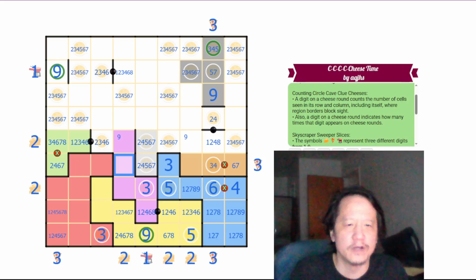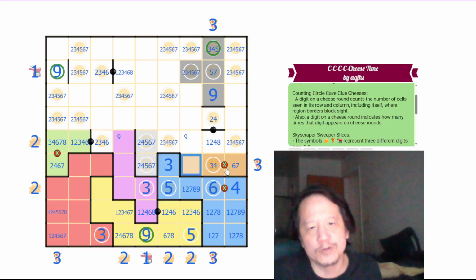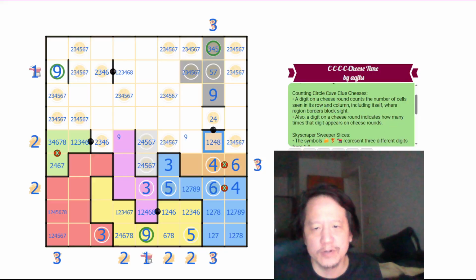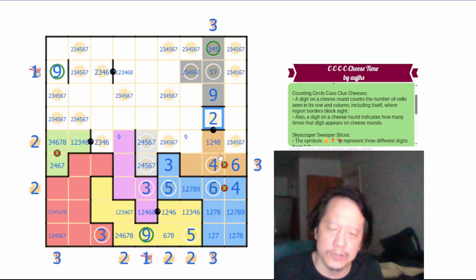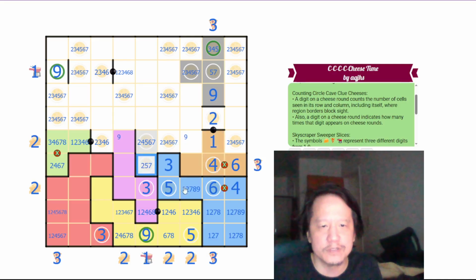No 3. Okay, so one thing is that forces this to be 4 and 6. So that's 4 and 6. This is part of the same region. 4 eliminates 4 here. So that's 2. That must be 2 and 1 here. Interesting. So no 4 or 6 here. No 4 or 6 here.